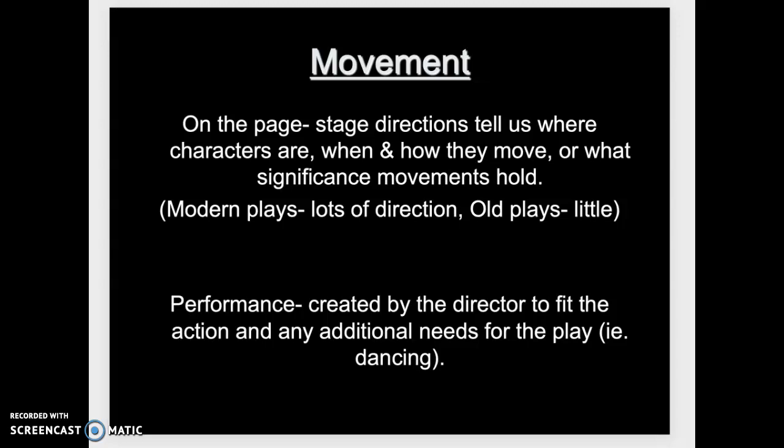So when you see a play that has been published in the last 100 years and you see all of those very intricate stage directions, those are from the prompt book of the stage manager, and those represent the original directions and the original movements made by actors in the very first production of this play. We don't have that in Shakespeare's plays because the only thing that survived from his shows was the dialogue. The performance is created by the director to fit the action, right? So the director creates specific movement on stage to tell the story that they envision, right? And they also add any additional needs for the play.